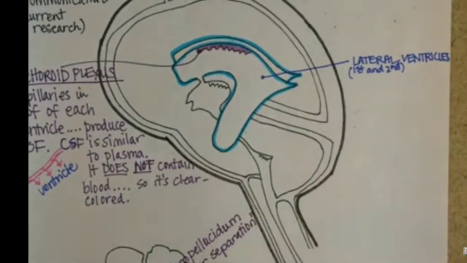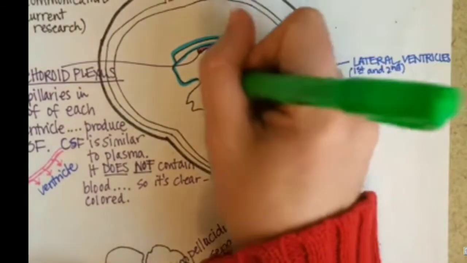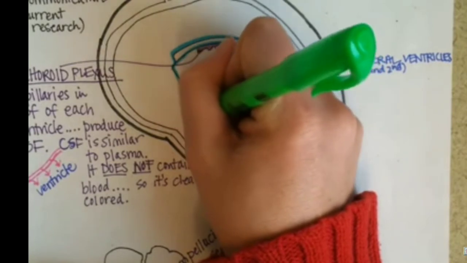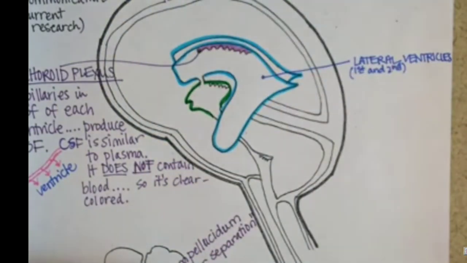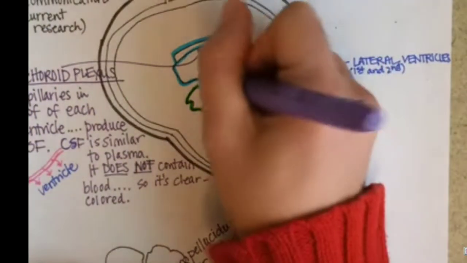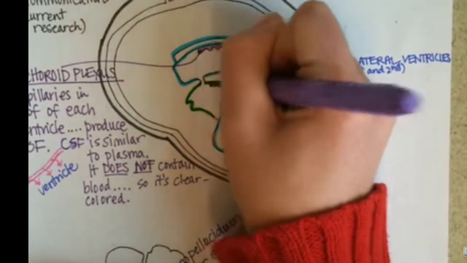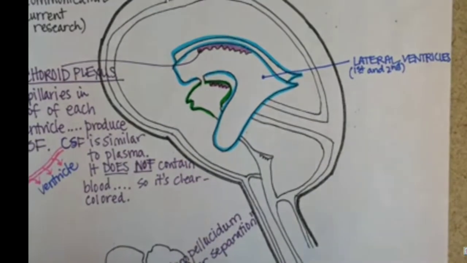Okay, so next up is the third ventricle. We're going to use a green highlighter for that. It's located around the thalamus, so if you're wondering where in the brain we're at. And there's some of it in the right hemisphere and some of it in the left hemisphere.